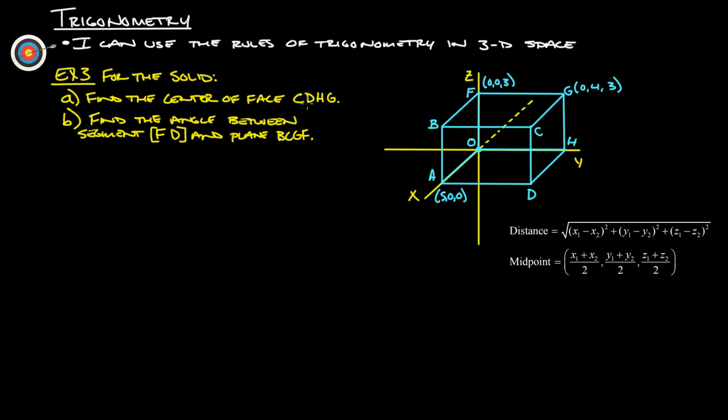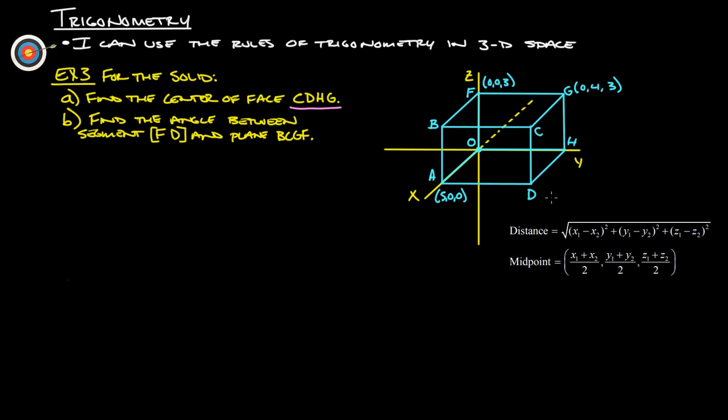Find the center of face CDHG is the first part, and then we're going to find the angle between segment FD and plane BCFG. So here's what we want to do first. Here is CDHG. We want to find the center of this face. That's basically just the midpoint between C and H or G and D. We have the point G there, so let's figure out what D is.